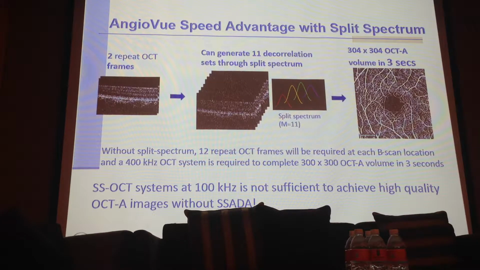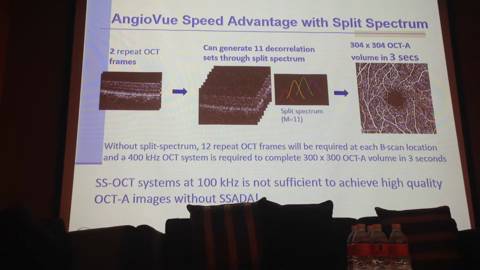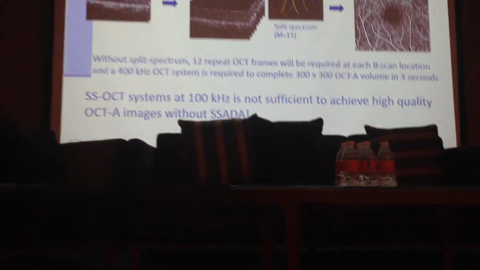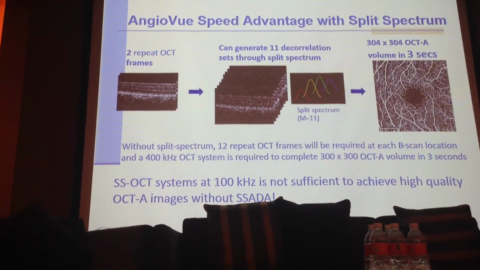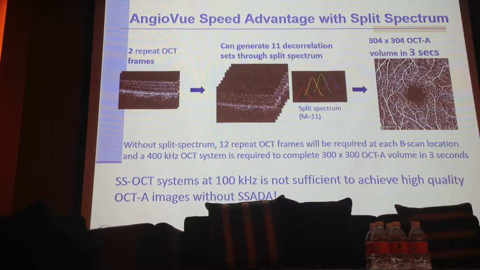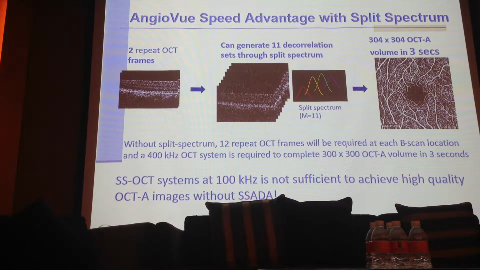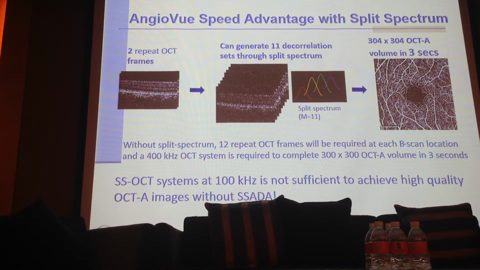So we take 2 repeated OCT scans in one position, and we split one spectrum into 11. So we have 11 pairs of scans. We can put them together, compare, and find the motion contrast. In this way, we can get a result equivalent to 12 pairs of individual scans in one position. That's why we can make SSADA so fast. We take 2 scans only, but we get more than 11 pairs of scan information. If we do a simple calculation, it's 6 times faster.